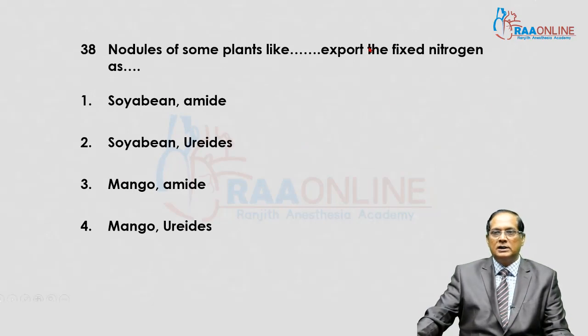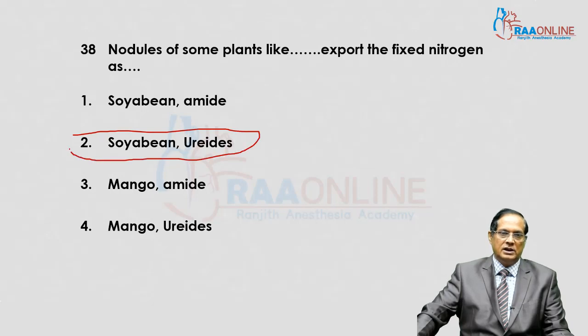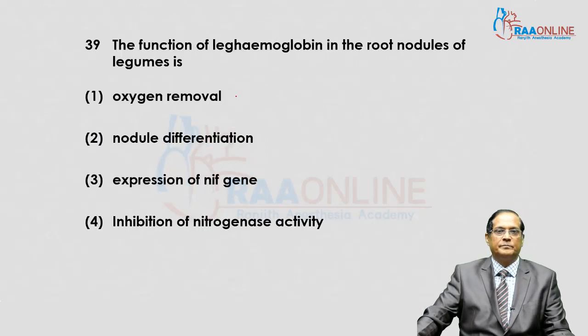Nodules of some plants export the fixed nitrogen as ureides. The answer for this question is soybean and ureides. This is applicable for soybean only, not amides, only ureides, and that too in soybean.